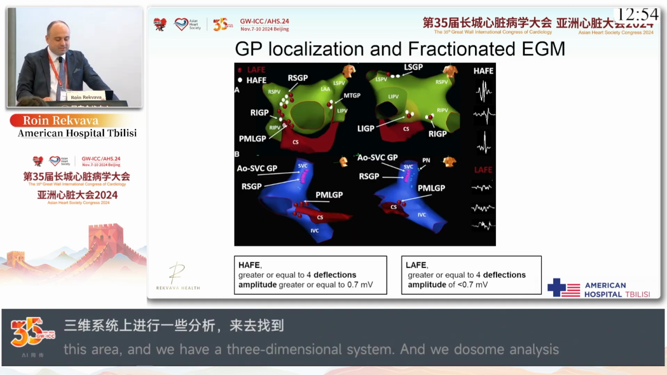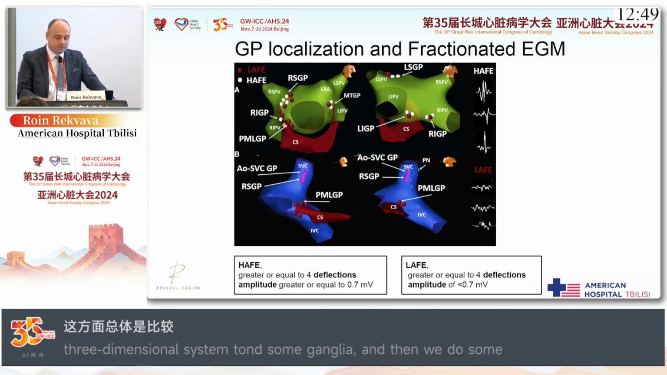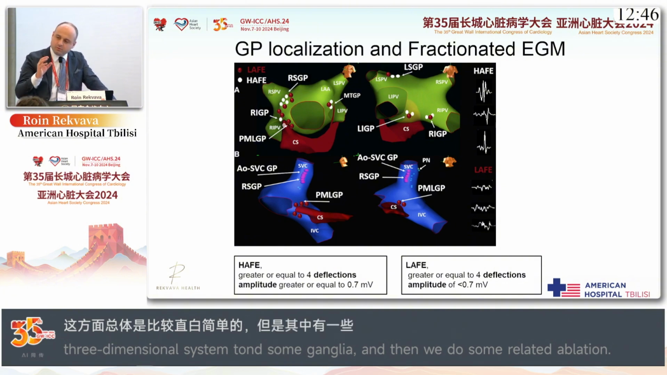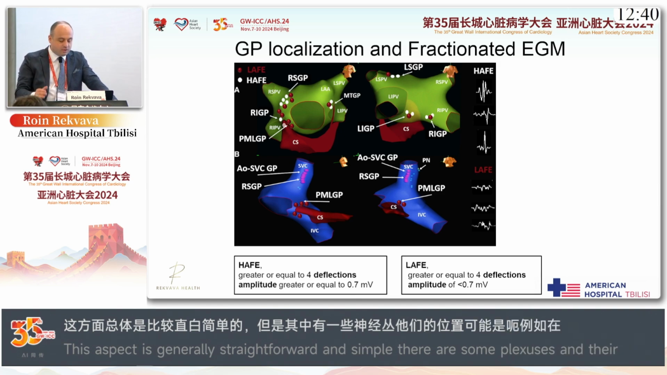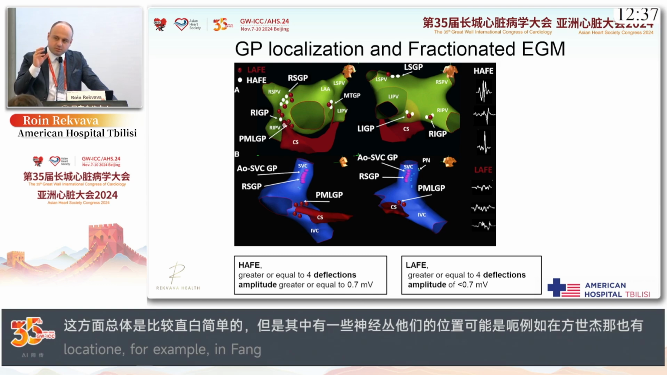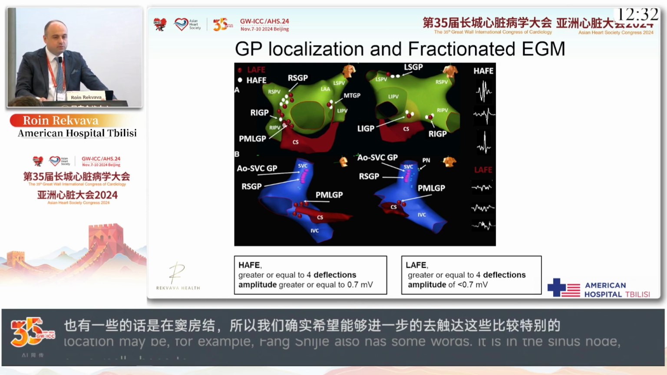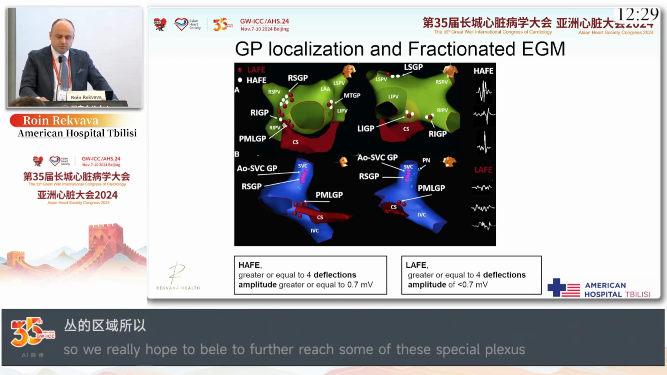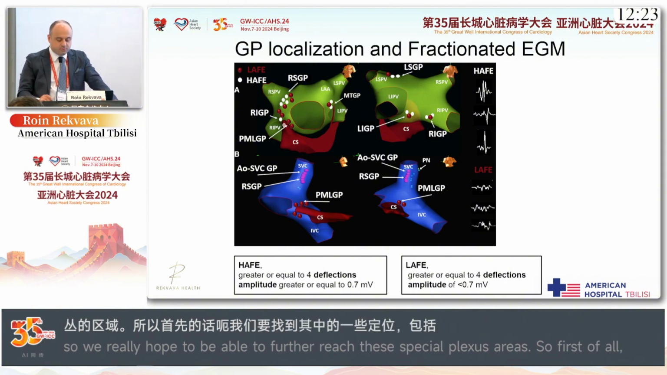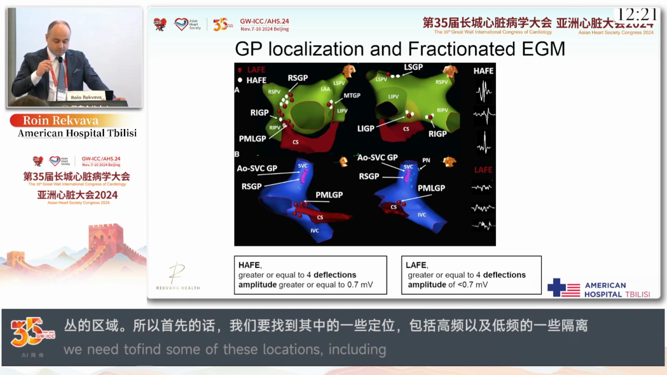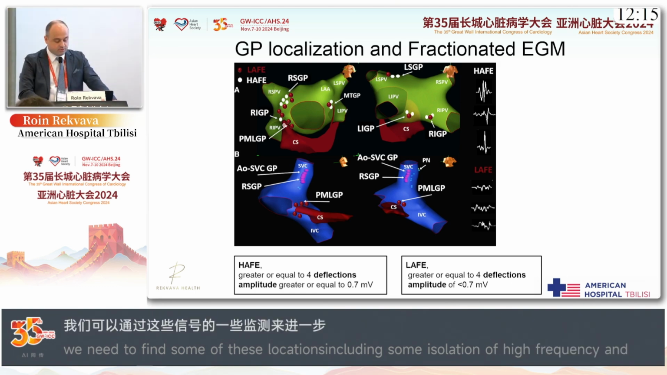Everything is easy. But electrophysiologists know that we need to know where the ganglionated plexus for the AV node is located, and where the ganglionated plexus for the sinoatrial node is located, and we are trying to reach these special ganglionated zones. First of all, we should find the so-called HF and LF potentials. So it's high frequency and low frequency oscillations, or spikes, that we find to locate the ganglionated plexi.